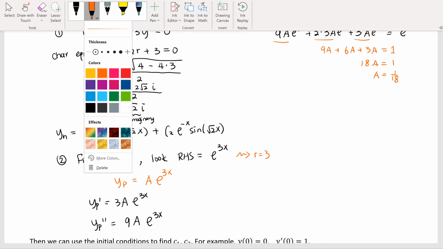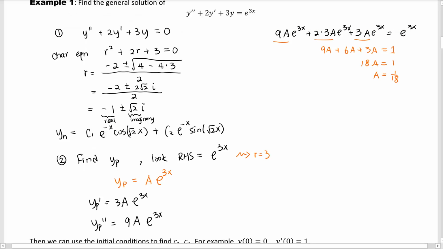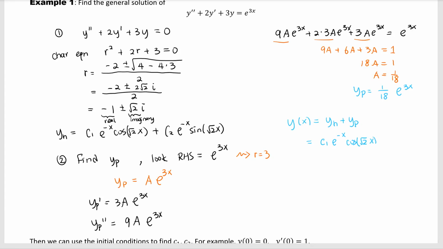So now we can write our particular solution: 1 over 18 e to the 3x. So for the particular solution, you can actually solve for the constants. Our general solution equals the homogeneous solution plus the particular solution. That is c1 e to the minus x cosine square root of 2x plus c2 e to the minus x sine square root of 2x plus 1 over 18 e to the 3x. That's our general solution.